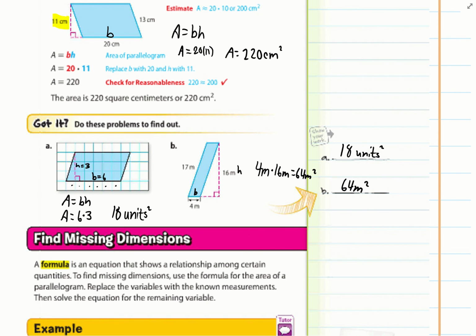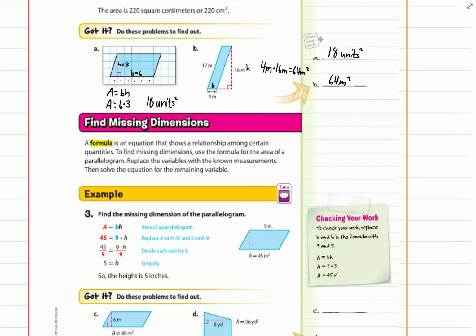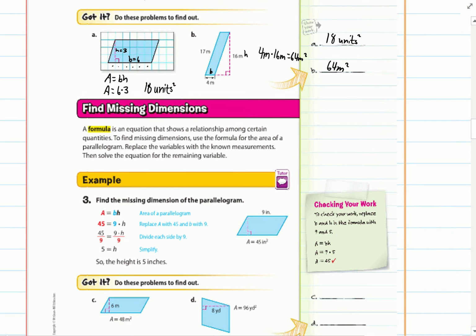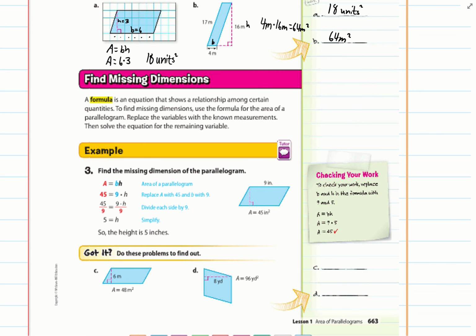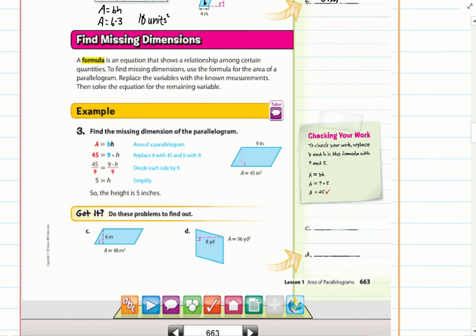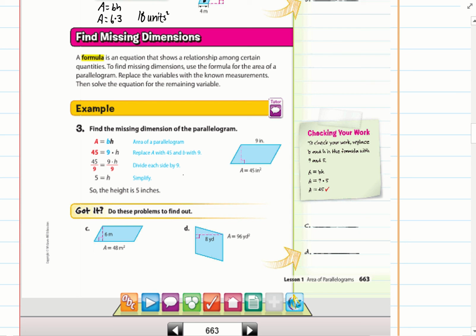Alright, so now we're going to find the missing dimensions. So a formula is our equation, area equals base times height. So now they're going to give us a missing dimension. They're going to give us the area, but we may be missing the base or the height. So just remember, area equals base times height. So we're going to take the information that we know, and we're going to plug it into our formula.